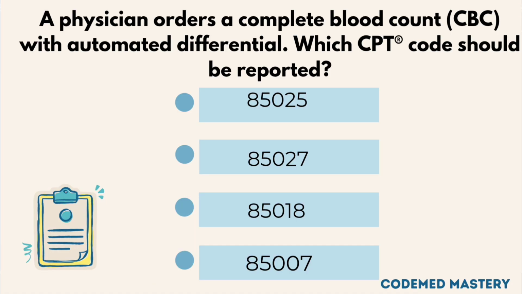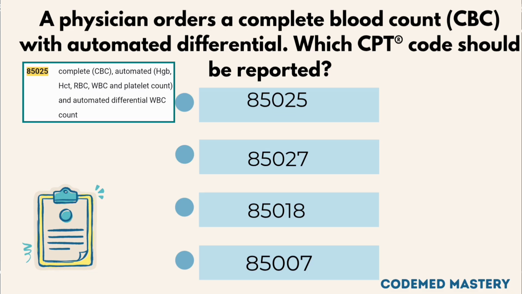This is the first question. A physician orders a complete blood count with automated differential. Which CPT code should be reported? Let us check the codes. Check the code 85025. 85025 is for blood count, complete, automated and automated differential WBC count.